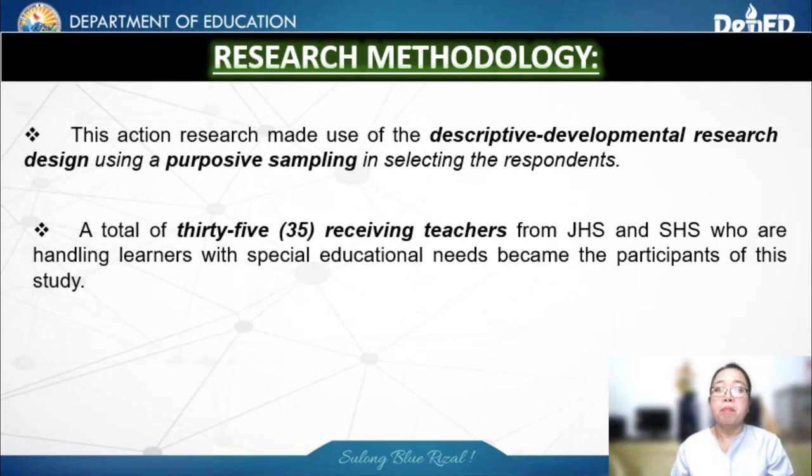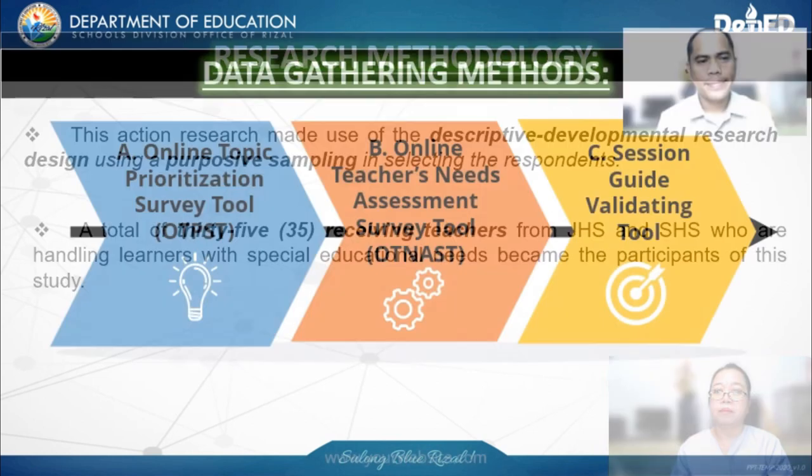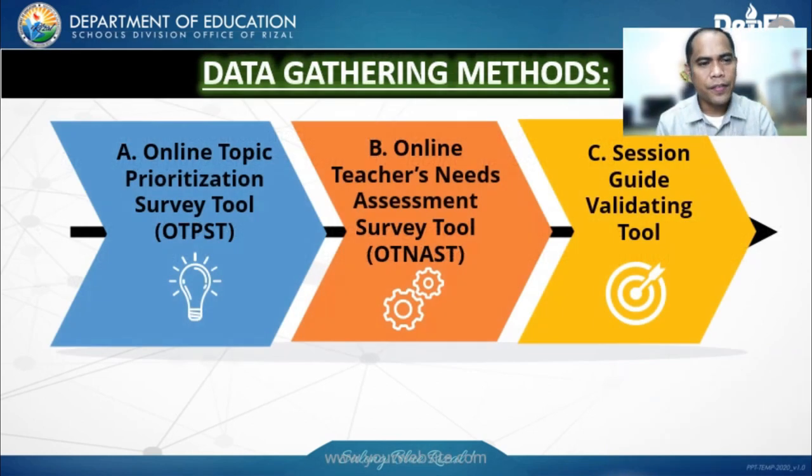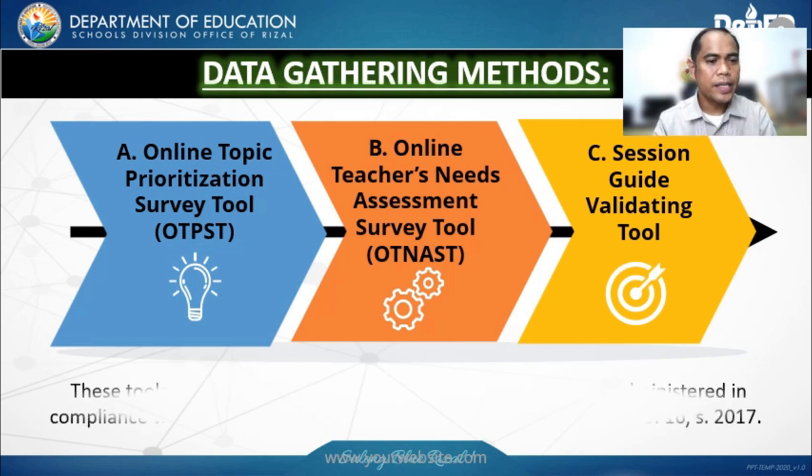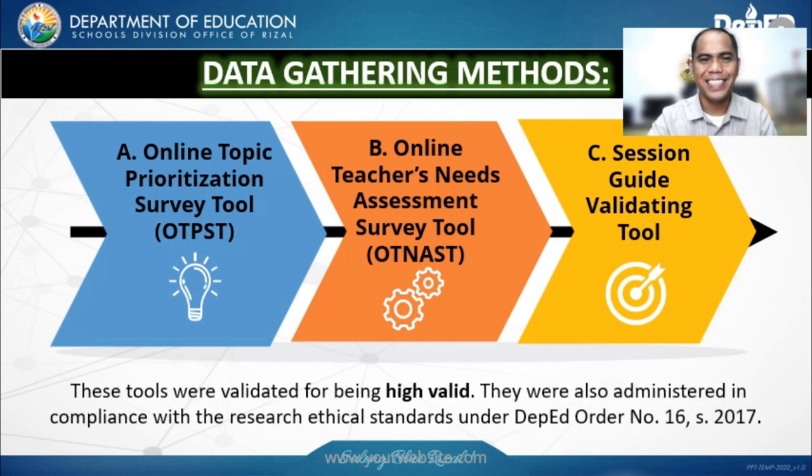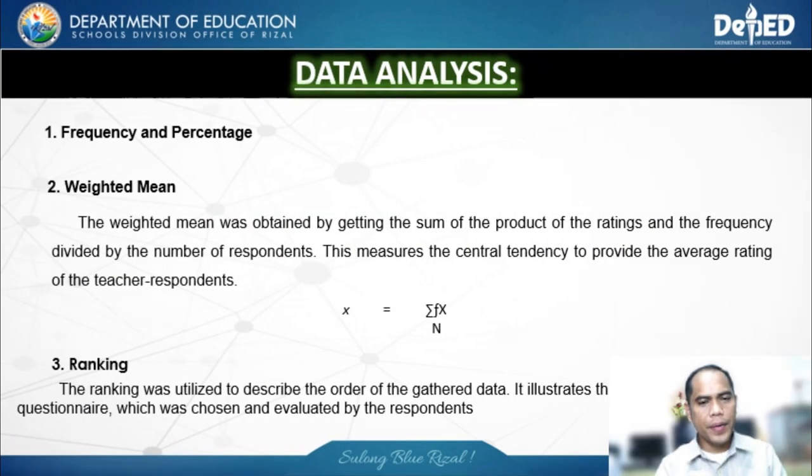This action research made use of the descriptive developmental research design using purposive sampling in selecting the respondents. A total of 35 receiving teachers from junior and senior high school who are teaching LSENs became the participants in the study. For the data gathering methods, we used the online topic prioritization survey tool, the online teachers needs assessment survey tool, and the session guide validating tool. These tools were validated as highly valid. For our data analysis, we made use of frequency and percentage, the weighted mean, and ranking.